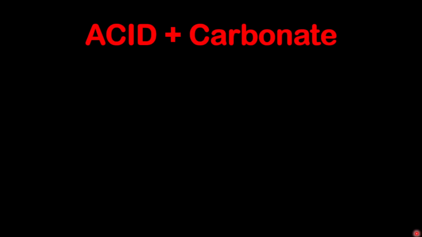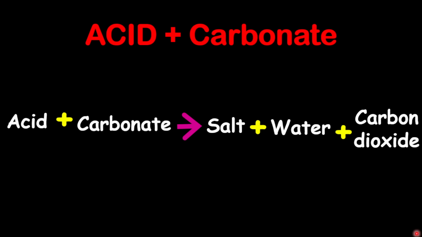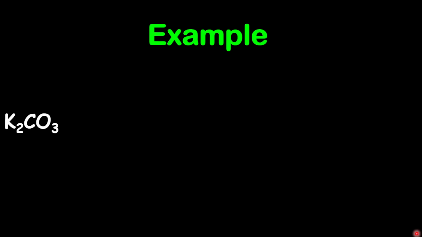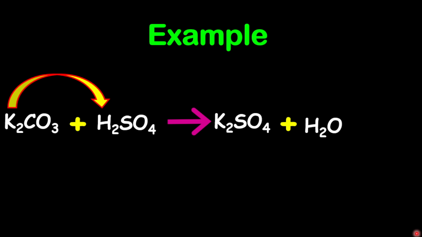Now, acid plus a carbonate. When acid reacts with a carbonate, you get salt, water, and carbon dioxide. Those are the three products. An example right here is potassium carbonate reacting with sulfuric acid. Potassium replaces the hydrogen, so you get potassium sulfate with water and carbon dioxide.